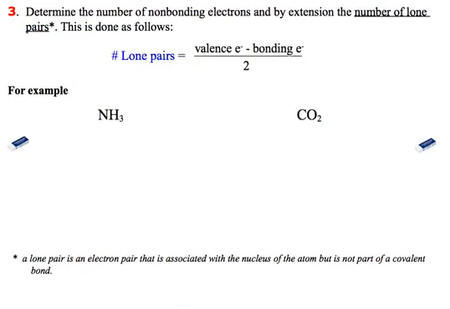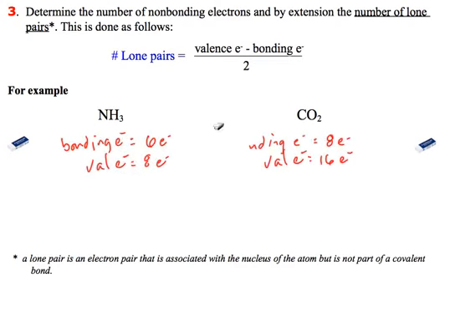So last thing we want to be able to do is determine the number of lone pairs, because lone pairs also have to be shown in a Lewis structure. And that's pretty straightforward. We get our valence minus bonding electrons, which is going to give us the number of non-bonding electrons, and we simply divide by 2 to get our number of lone pairs.